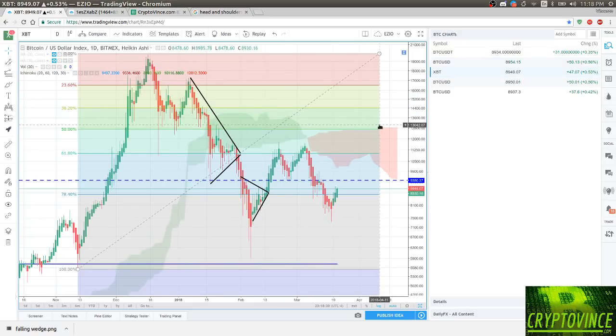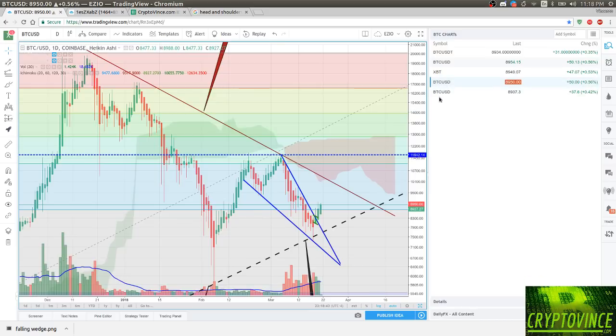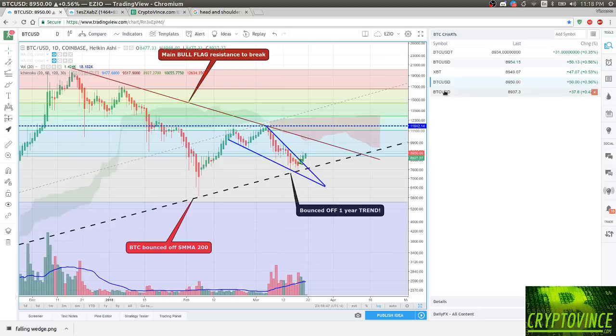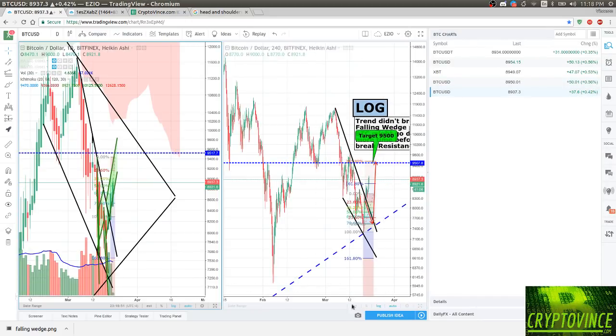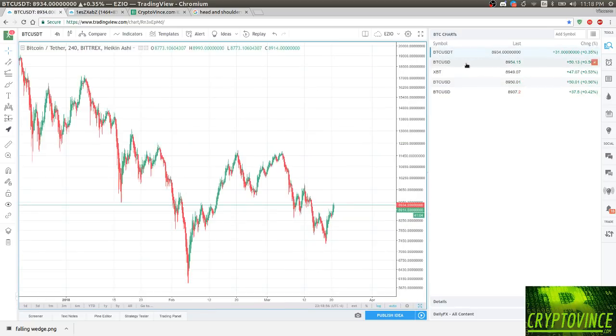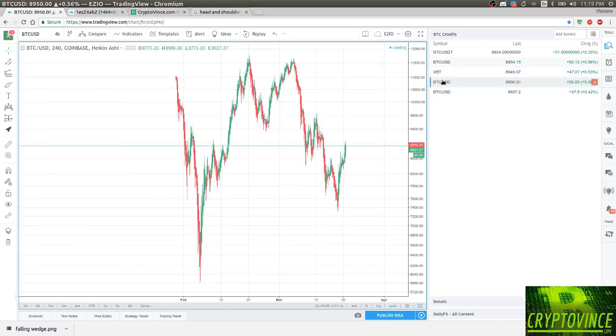I don't know what I was doing here. I'm probably in some symmetrical triangle. They can break down or they can break up. Wedge again. The trend. Then I have the other page. Yeah, I think that's it, boys.